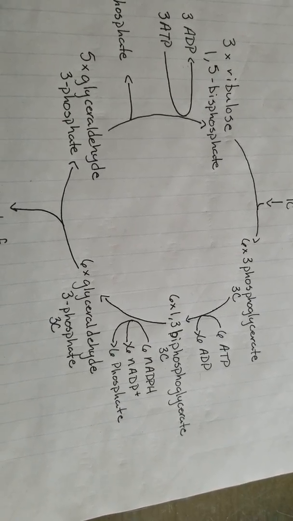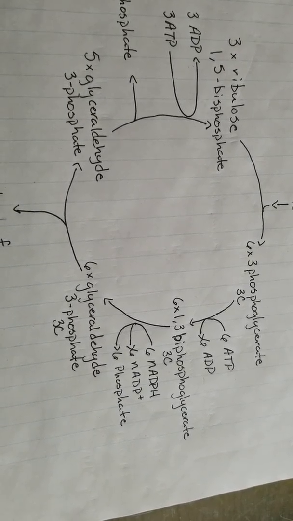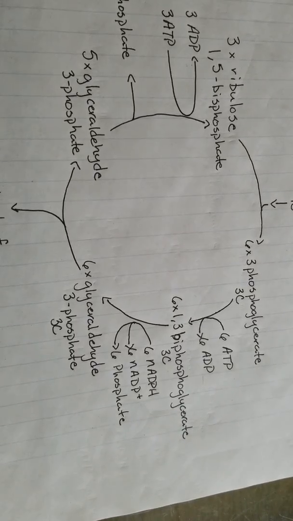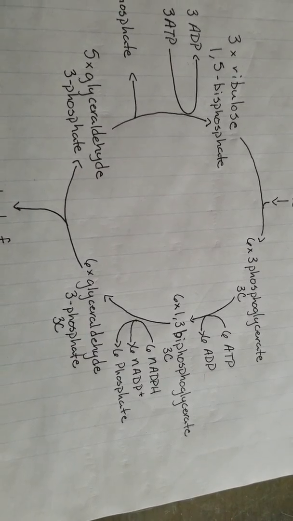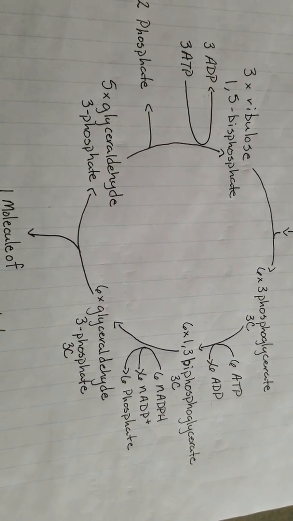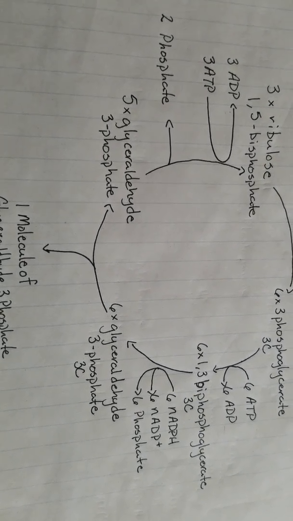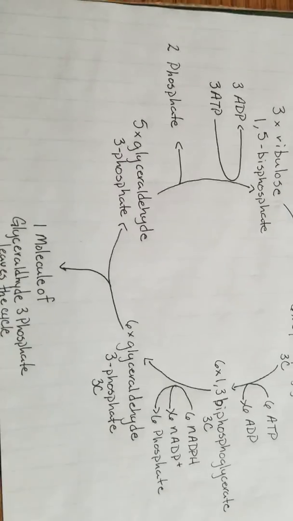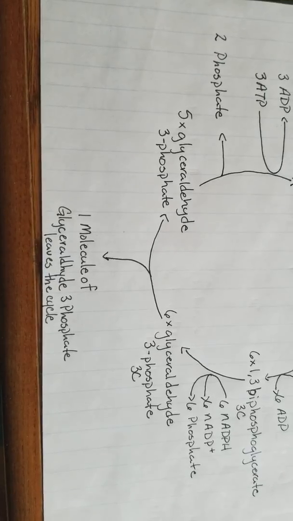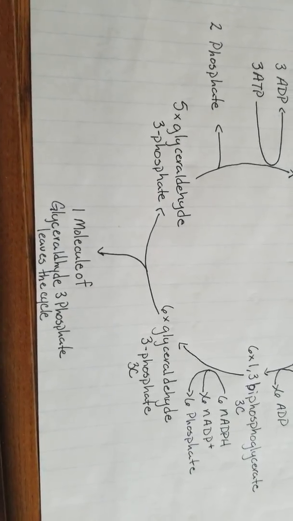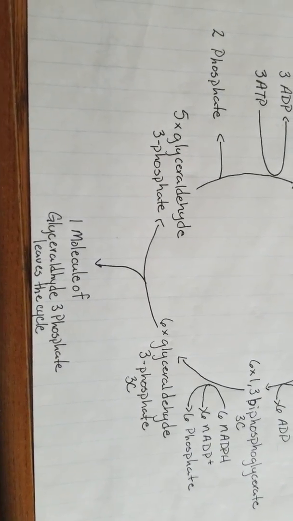After that, you're going to see the addition of NADPH, which is going to lose the hydrogen and is going to leave you with 6 NADP plus and 6 phosphates. As that cycle continues, you're going to get 6 glyceraldehyde 3 phosphates, and it continues at 3 carbons. And here you're going to lose a molecule of glyceraldehyde 3 phosphate. So instead of 6, now you have 5.